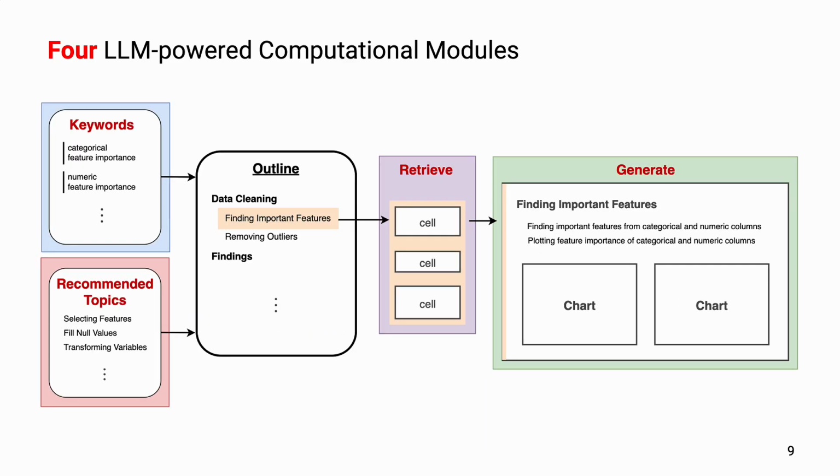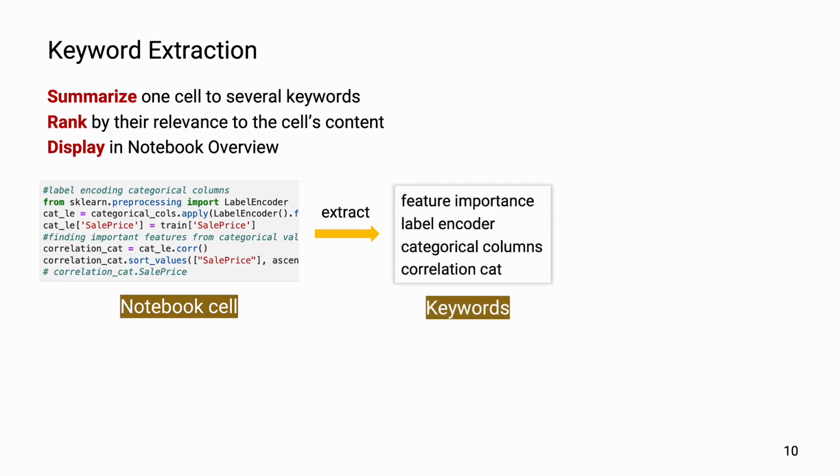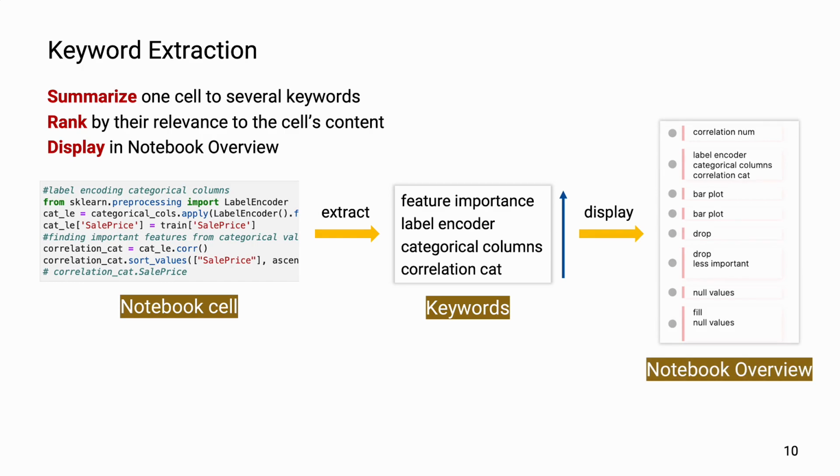To support OutlineSpark's user interface, we leverage LLM to design 4 computational modules, including keyword extraction, topic recommendation, cell retrieval, and slide generation. Next, we will unfold their details. As for keyword extraction, we first summarize the content of a cell into several representative keywords. These keywords are then ranked based on their relevance to the cell's content. Subsequently, they are rendered in Notebook Overview to assist with the quick recall of the notebook.